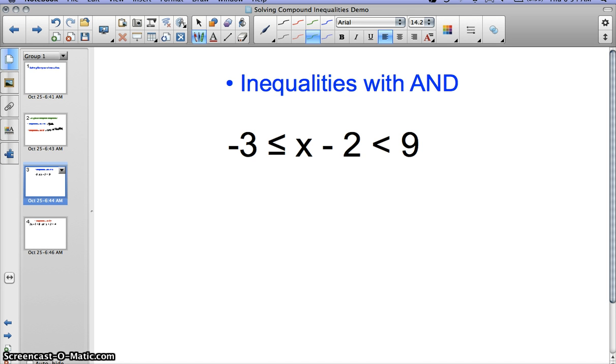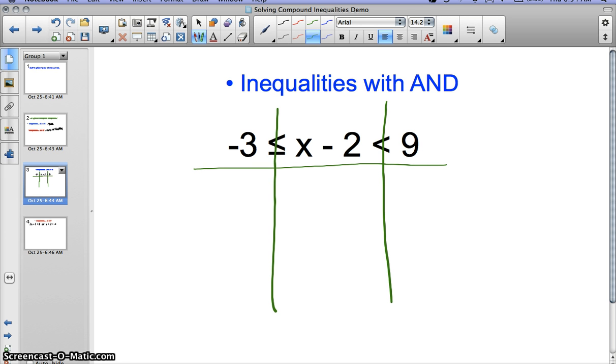This is what we call a double T chart, because we have to solve this just like we would any other equation or inequality. So what we're going to do is put our lines through our inequalities, just like we would if it was one side, and then we just solve it like we always do. Okay, we want to get x by itself, right?